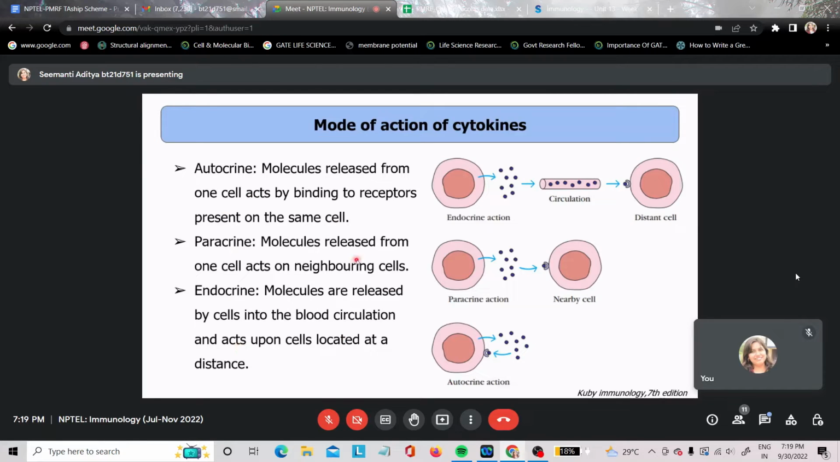So autocrine means the cytokines are released from the same cell, acting upon the same cell as well. Paracrine means molecules are released from one cell, acting upon the neighboring cell. And endocrine means molecules are released from one cell into the blood circulation, and it acts upon a very distant cell.